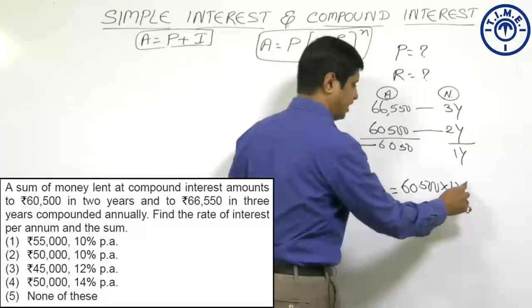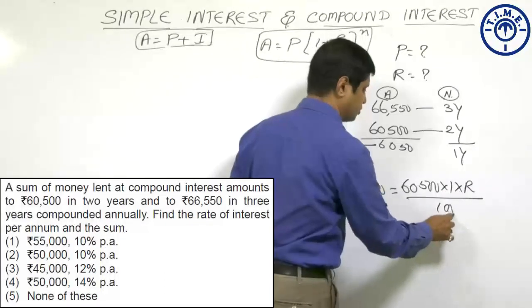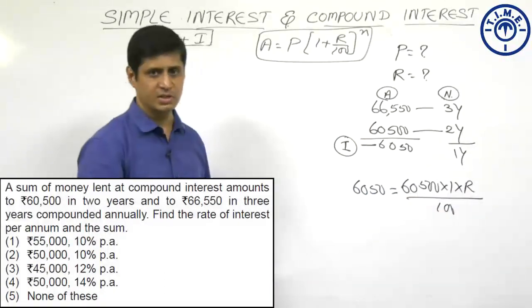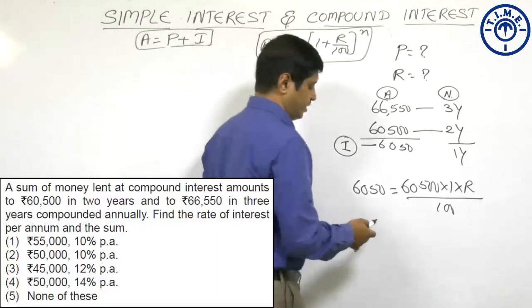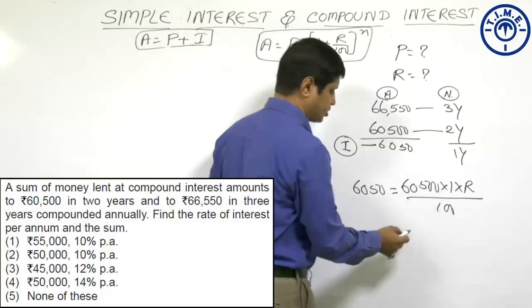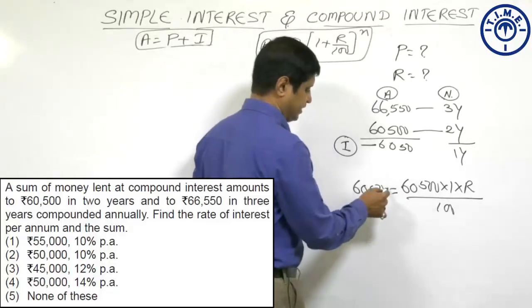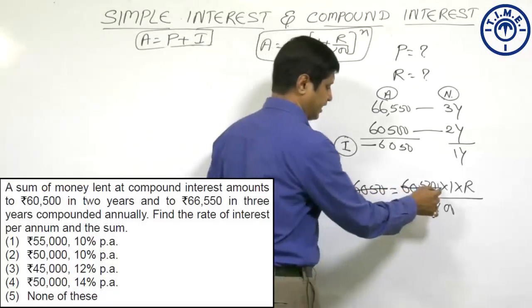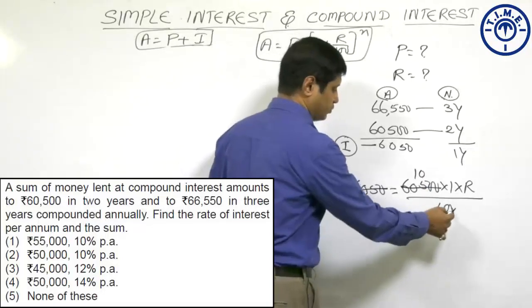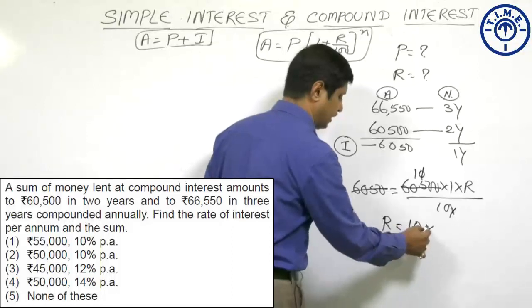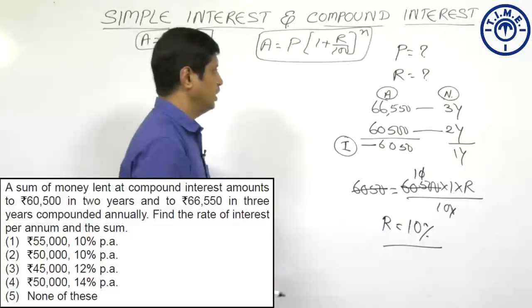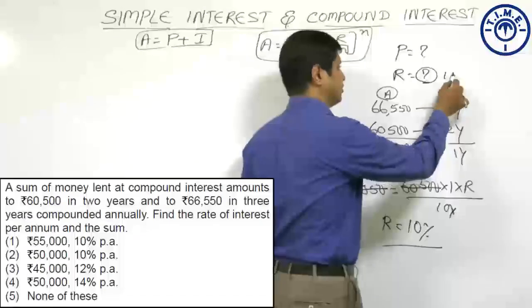Now, what is the rate of interest? For 1 year, the simple interest or compound interest rate is the same. Now, cancellation: we can cancel 6,050 exactly 10 times. Zero to zero we can cancel, so the rate of interest is 10% per annum.